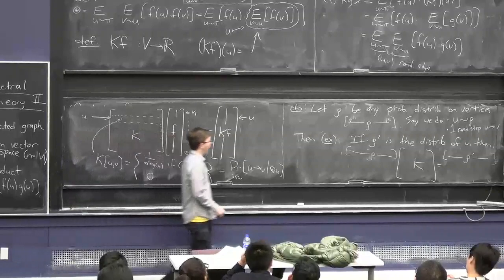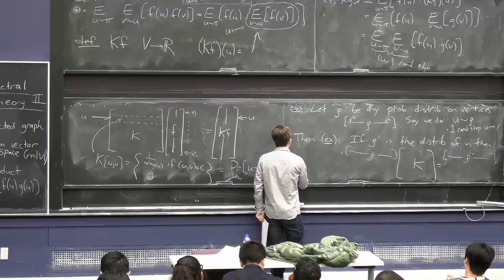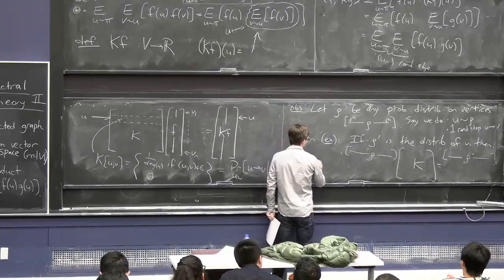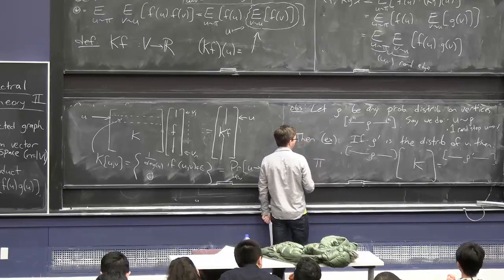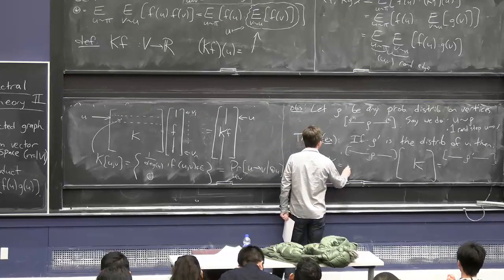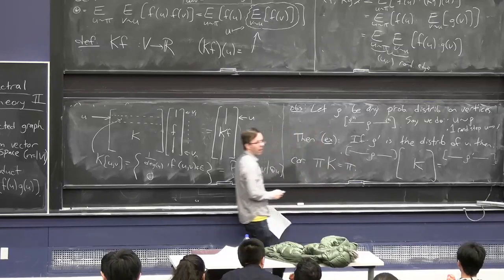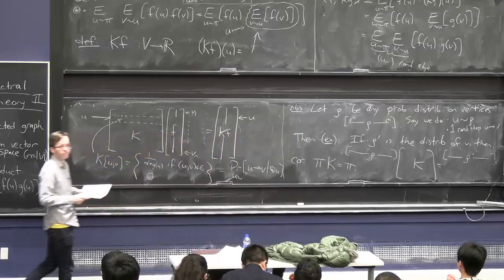So one corollary we have of this is that for our favorite probability distribution on vertices pi, we have pi times k equals pi. Okay, this is expressing that pi is the invariant distribution.